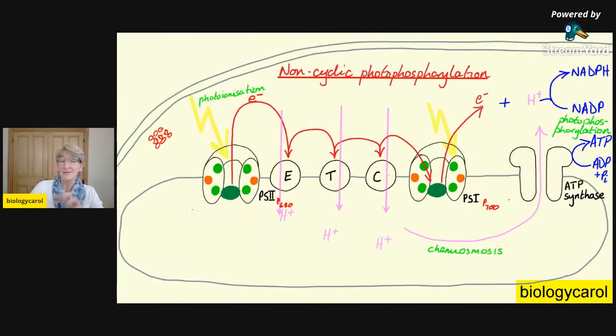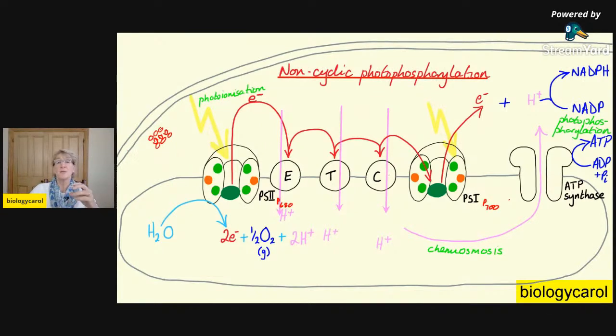Now, this little bit of information I'm hoping is interesting, and I also hope that it helps you link the photolysis of water with photosystem 2, because one of the proteins in photosystem 2 is actually an enzyme that catalyzes the photolysis of water.